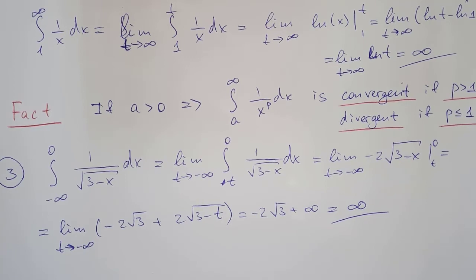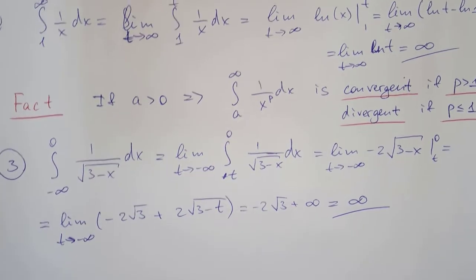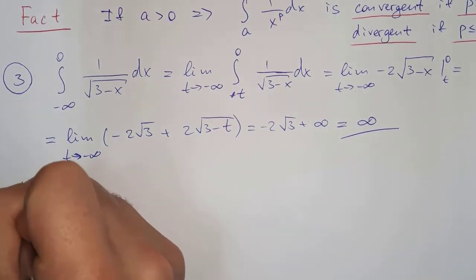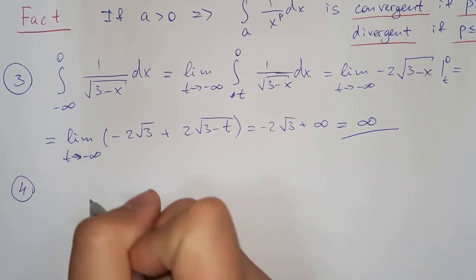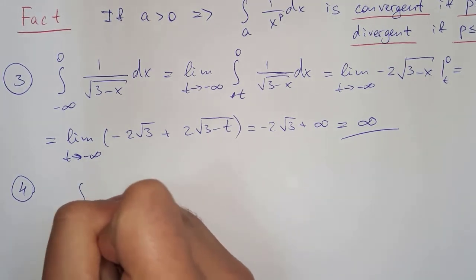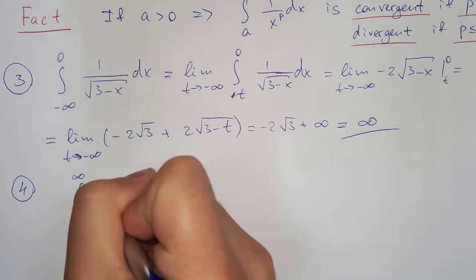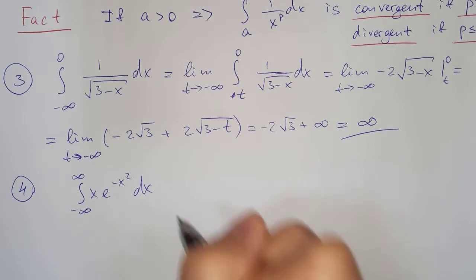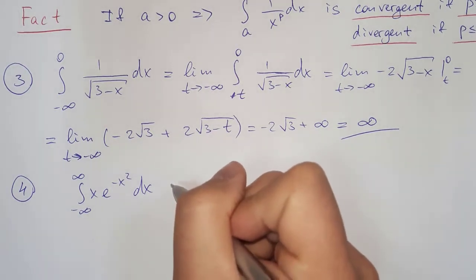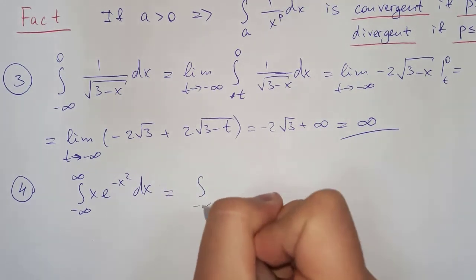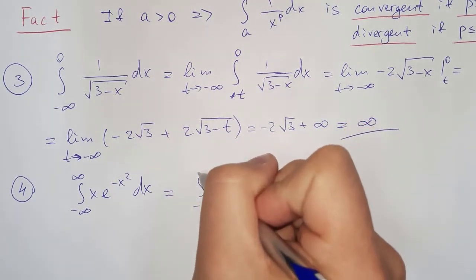Okay, next example. Example number 4. Determine if the following integral is convergent or divergent. If it's convergent, find its value. So integral from minus infinity to plus infinity of x e to the power of minus x squared dx. So we need to determine it. Okay, so we can divide this integral into two integrals using the property which I said.